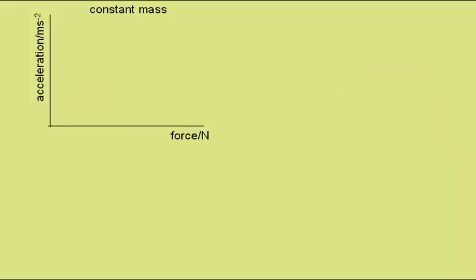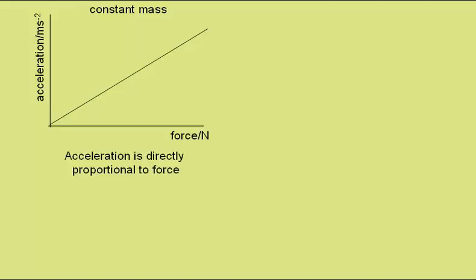If we keep the mass of the truck constant and change the force, plotting a graph of acceleration against force gives us a straight line through the origin. This shows us that acceleration is directly proportional to force. This means that as you double force, acceleration doubles, treble the force, acceleration trebles, and so on. We generally write this as A is directly proportional to F.